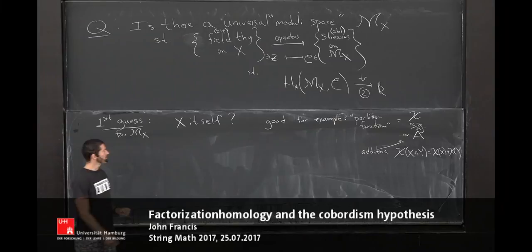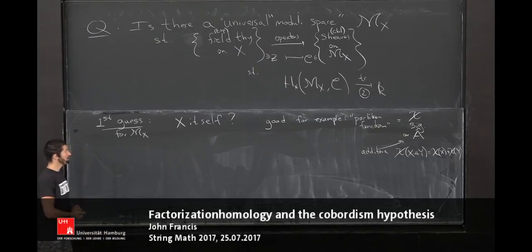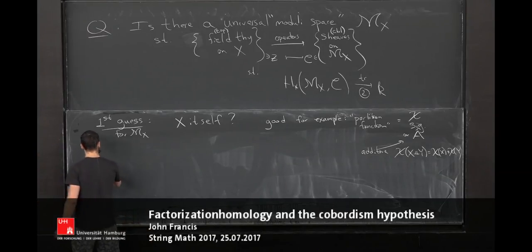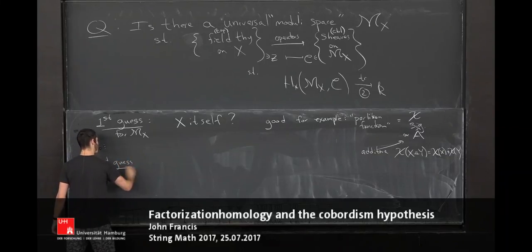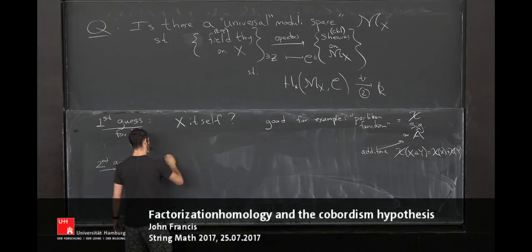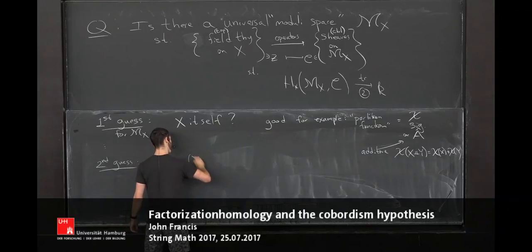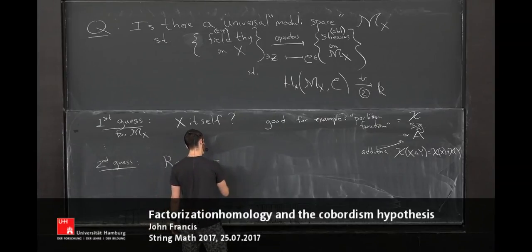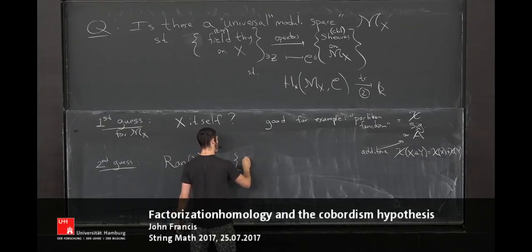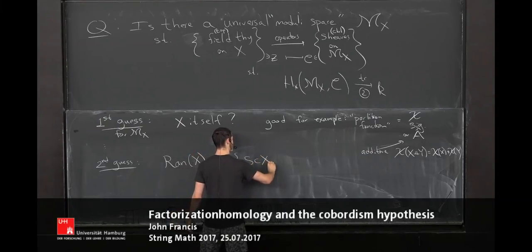However, that's not generally the case for the sorts of things that you might like to study, this additivity. And so X itself is not probably sufficient in general. So then there are a whole bunch of other guesses, but I'll just label this one the second guess that I'll write down. It's something called the Ran space of X. So the Ran space of X is, as a set, just finite non-empty subsets of X.